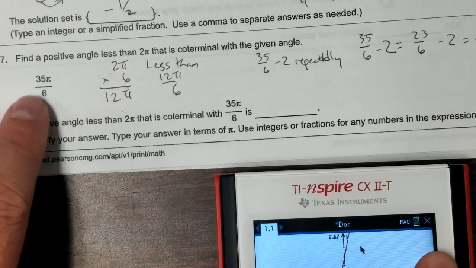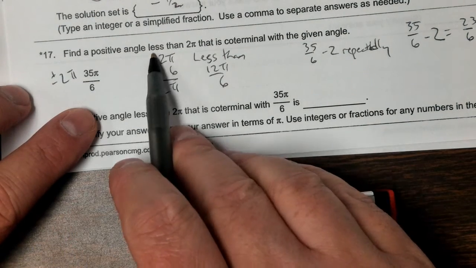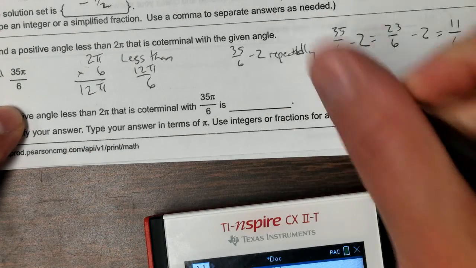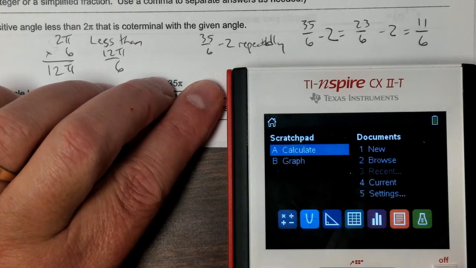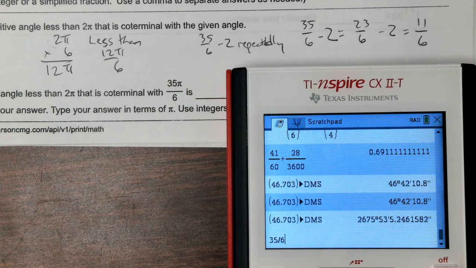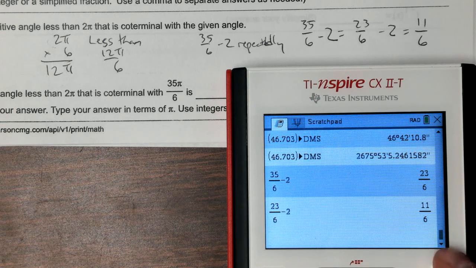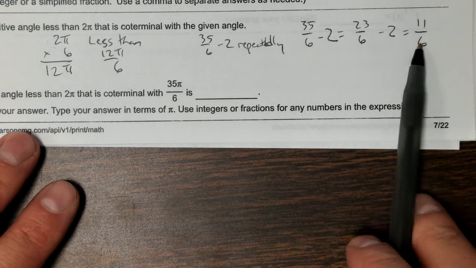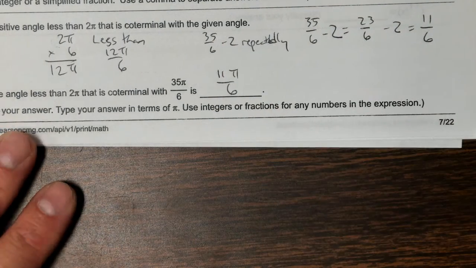Well, it's in terms of pi, and so whenever it's in terms of pi, you would either do plus or minus 2 pi, but it's already too big, and you want one smaller because it says less than 2 pi. So I'm basically subtracting 2 pi repeatedly, but on our calculator what we do is just use the 2. So we go 35 over 6 minus 2. That gives you 23/6, and then subtract 2 again, we get 11/6. So now that we have something smaller than 12, we've got to just put your 11 pi over 6.